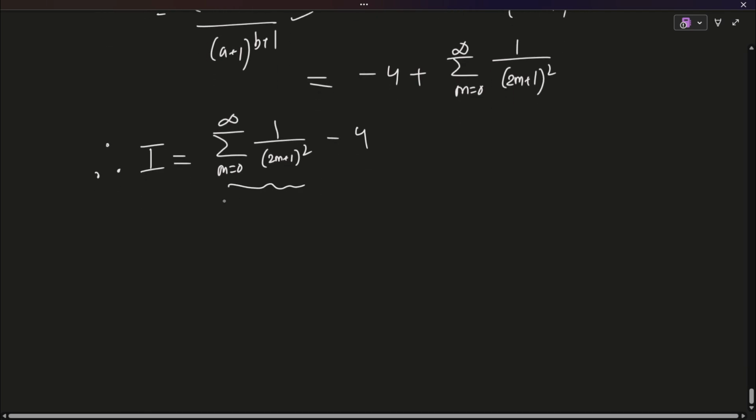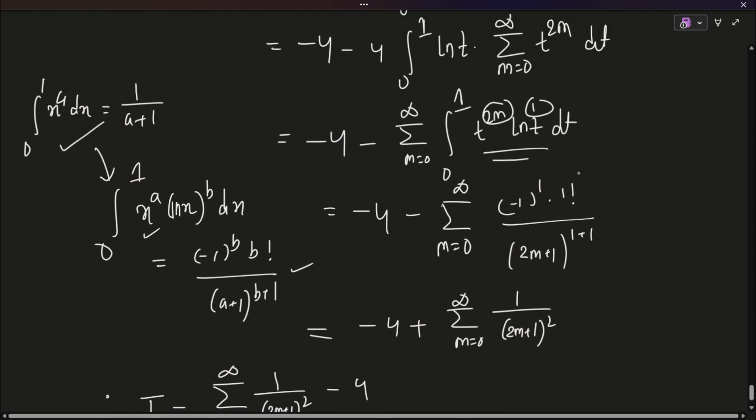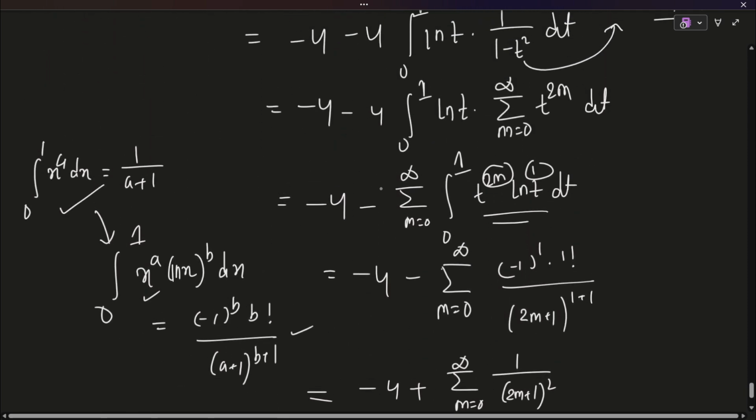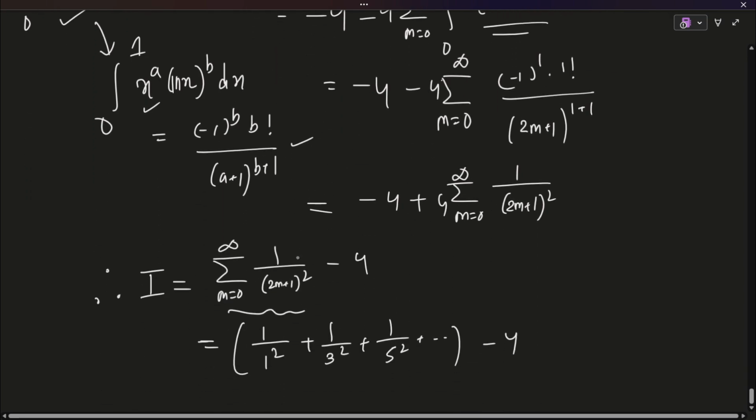Now, this quantity right here is the sum of the reciprocal of the squares of all positive odd integers. What I mean is this: 1 by 1 square, 1 by 3 square, 1 by 5 square, and so on, minus 4. But remember, I think there was a 4 here, right? I forgot the 4. There was a 4 here as well.